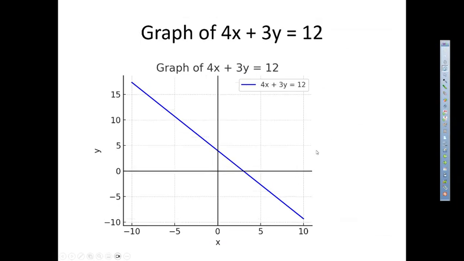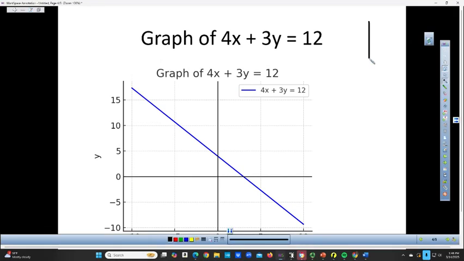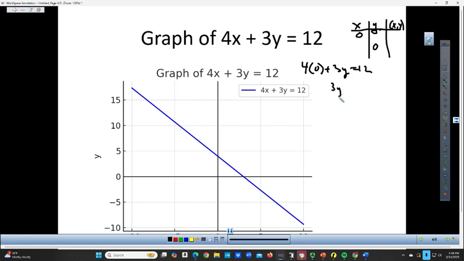All right, looking at a couple more of these. So now this is not in slope-intercept form, but I don't need it to be, especially when I'm looking for the intercepts, because we know now that we can just create our table here. For the y-intercept, we just give our x the value of 0. For the x-intercept, we just give our y the value of 0. And then we just solve the equation. So if I'm looking for the y-intercept, I would say 4 times 0 plus 3y equals 12. 3y equals 12. y equals 4. So my y-intercept would be 0, 4.